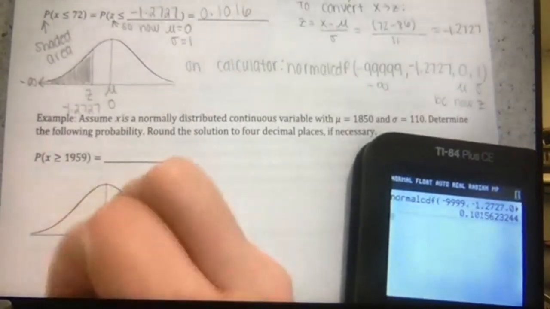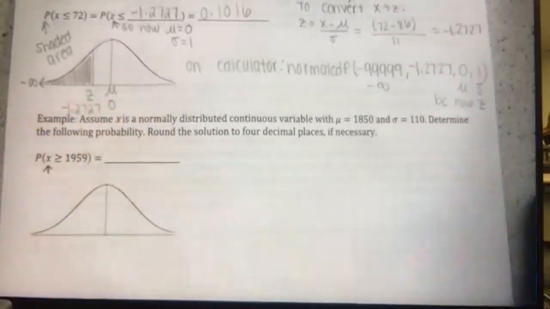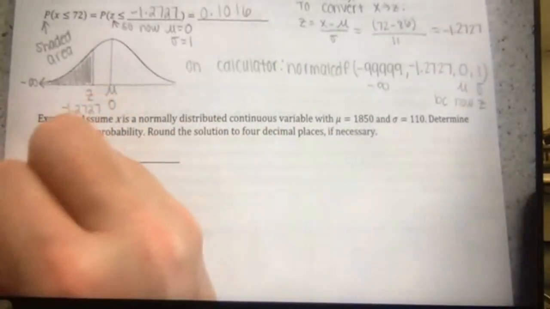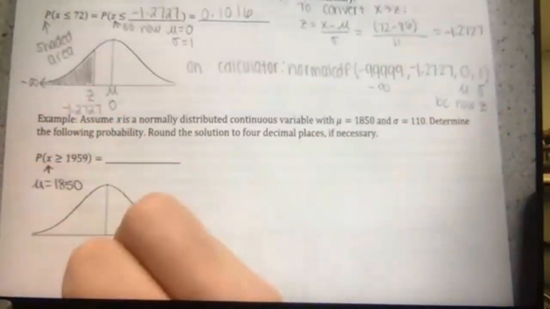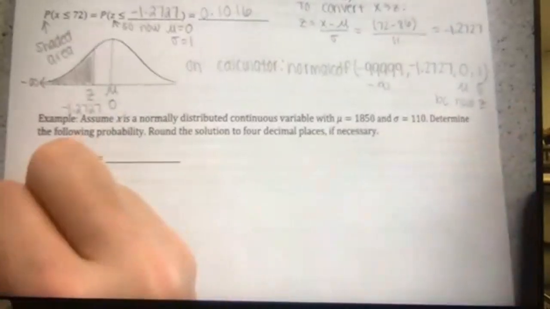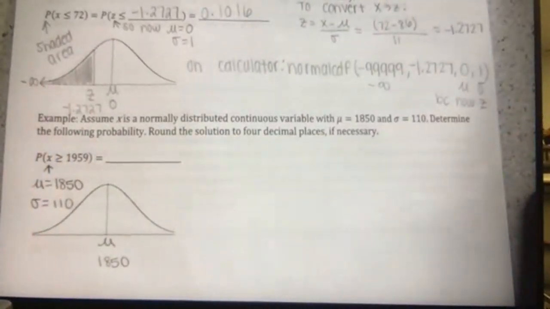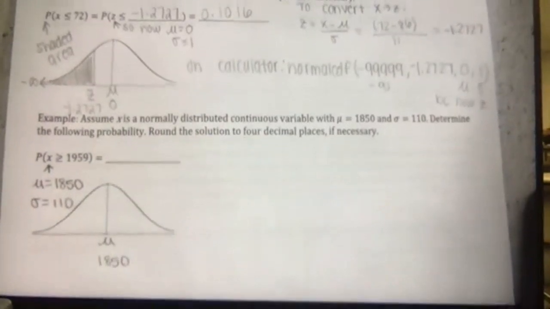Let me show you. So because we're looking at x, it tells us in the problem our mean's not 0 anymore. Our mean is 1850. So in the middle is our mean, which is 1850. And our standard deviation is 110.